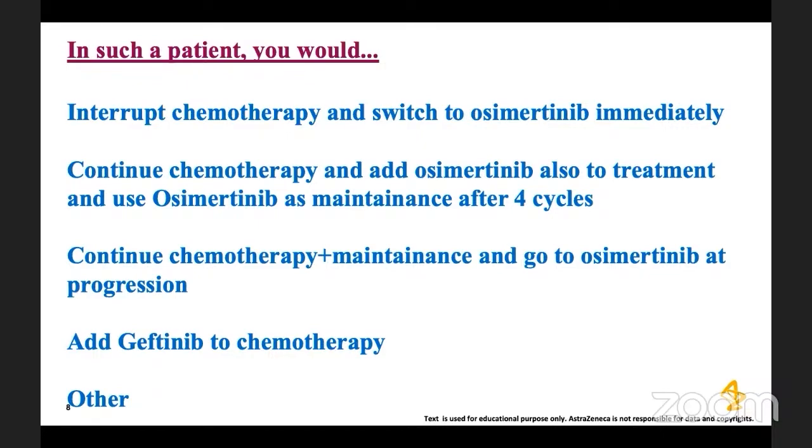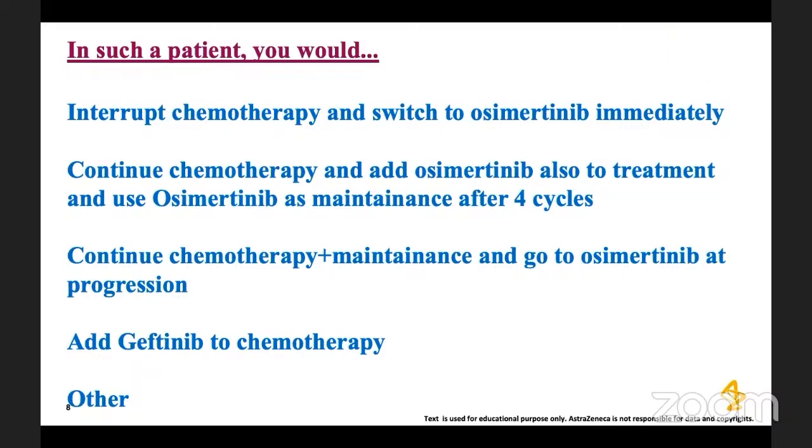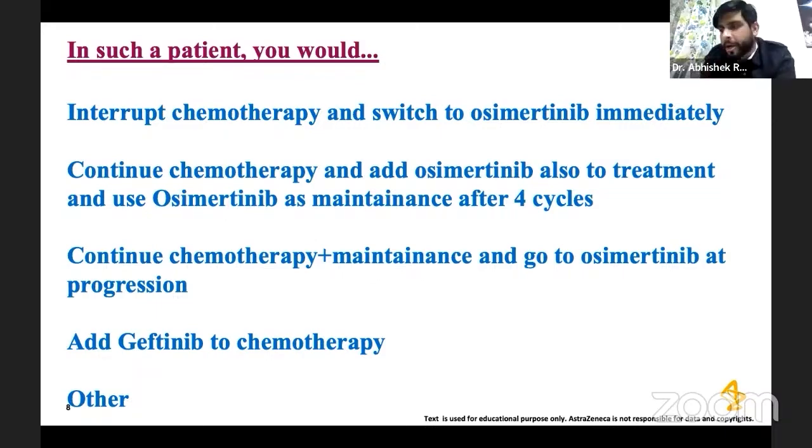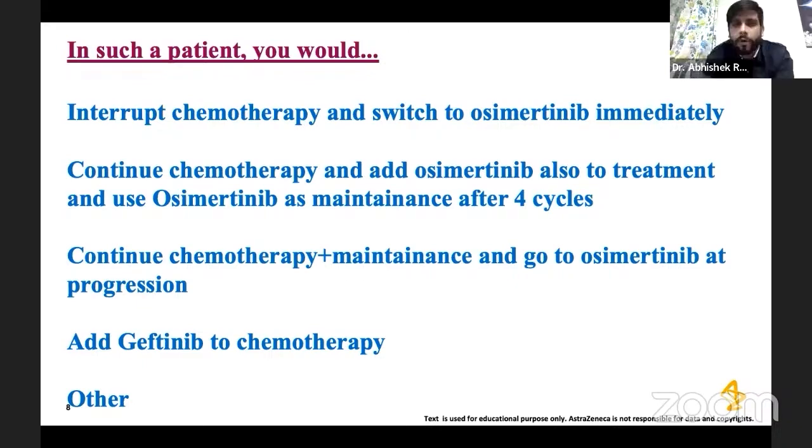Okay. Definitely. Again, what was the MRI of the patient's brain? She does not have any brain metastasis. Okay. What type of metastasis was it? Pleura. If finance is no issue, then osimertinib. I will switch to osimertinib. We are talking in an ideal world scenario.